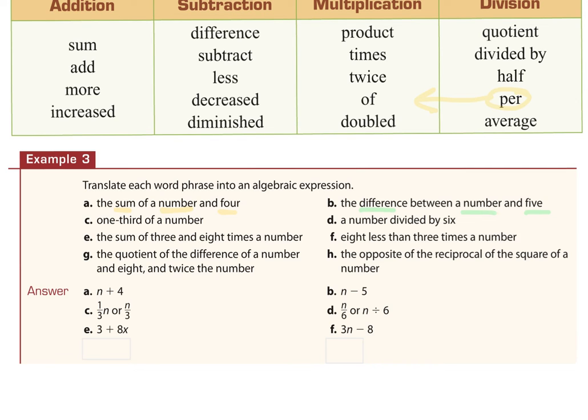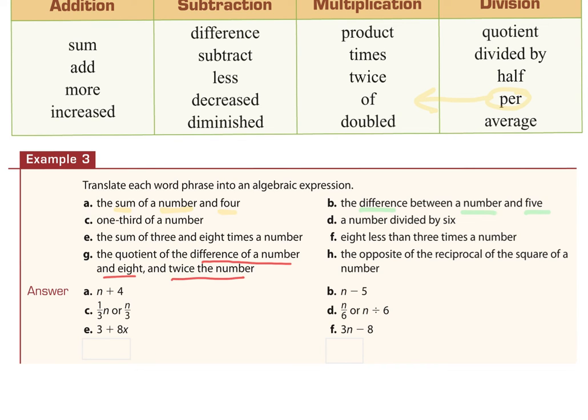G is the quotient of the difference of a number and 8 and twice the number. Quotient. So we know one of my operations is what? Division. They want the quotient, and when they list quotient, they will list the numerator first, by the way. So the quotient of the difference of a number and 8. That's going to be x minus 8 or n minus 8 or whatever my variable is. And they want that between twice the number.